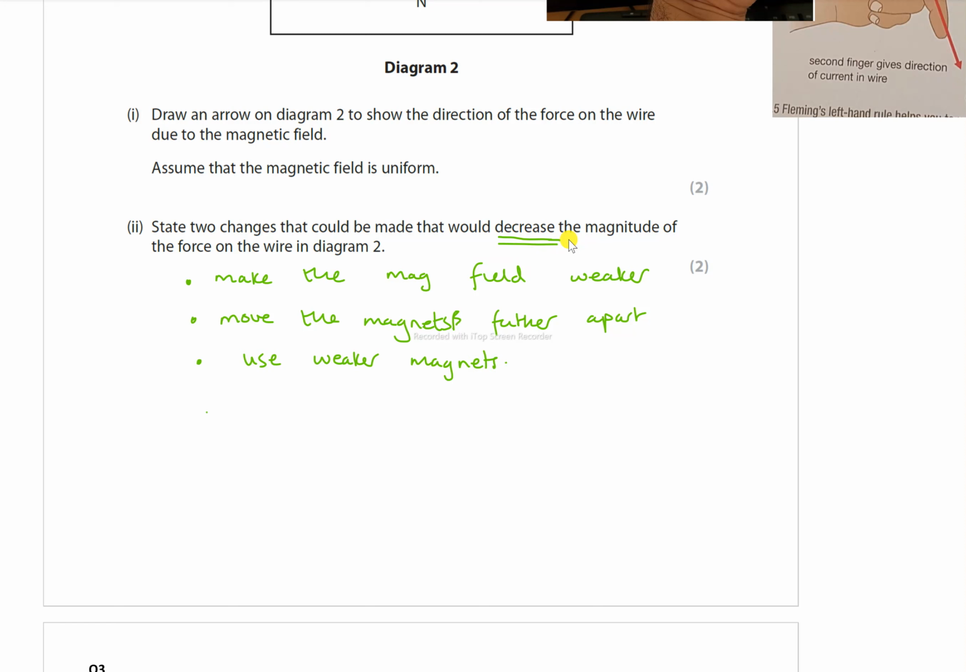You can use a smaller current that will generate a smaller magnetic field. You can use a smaller voltage. So any of these will have that effect. That's what they're trying to say to you. What I tend to do is use a weaker magnetic field or magnet, and use a smaller current. Those are the two I've got in my head.